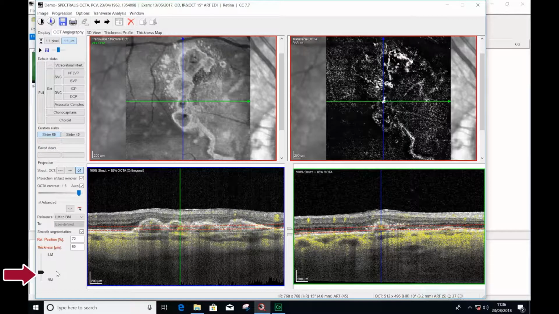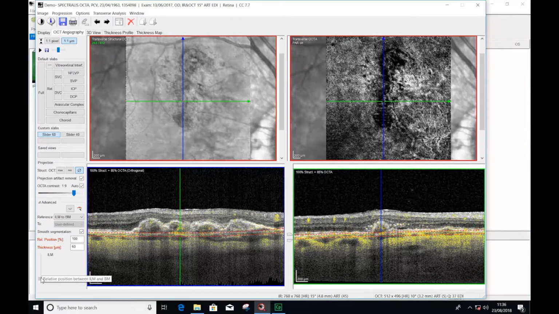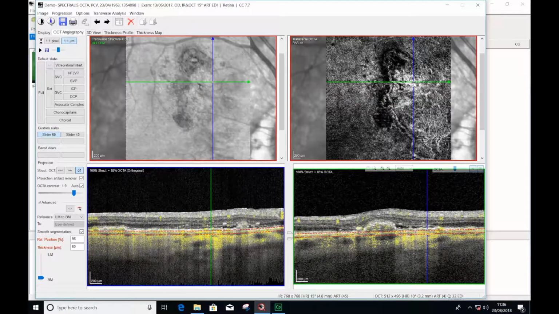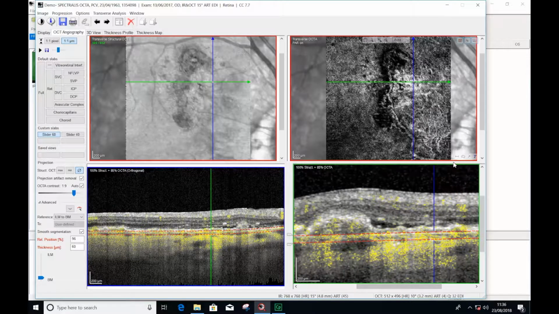Moving the segmentation slab deeper to a position beneath the RPE, a larger vascular network is then identified. Localizing this position allows us to see a larger branching vascular network associated with the choroidal polyps. Again, using the slider tool to isolate structure and flow confirms the location of the flow beneath the retinal pigment epithelium.